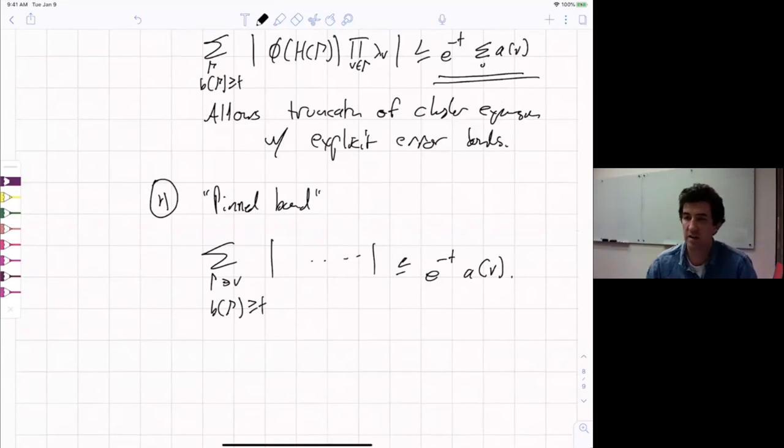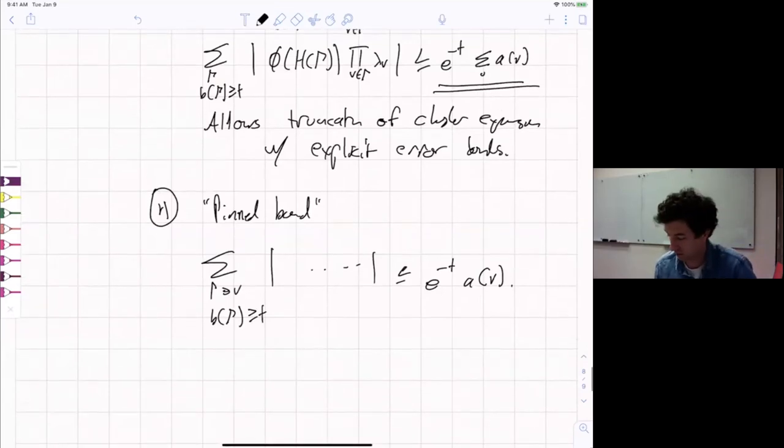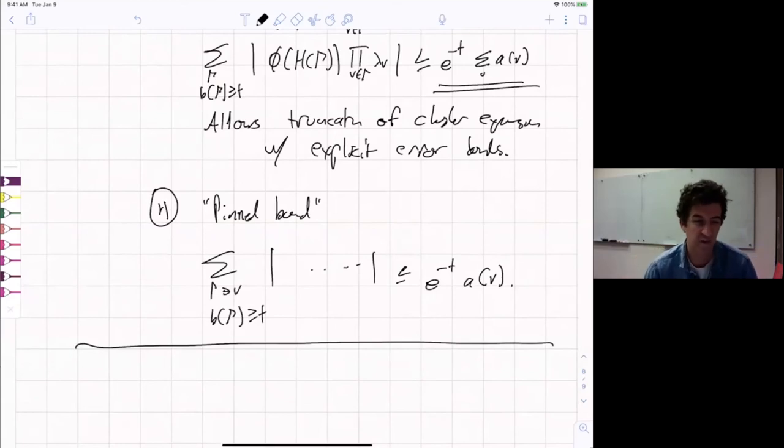Okay, so any questions about this condition and the conclusions? Just at a very high level, we're saying if the lambdas are small enough as a function of the degree of the graph and the way they interact, then the cluster expansion converges. And if they're even a little bit smaller, you get this nice exponential decay of the terms of the cluster expansion.